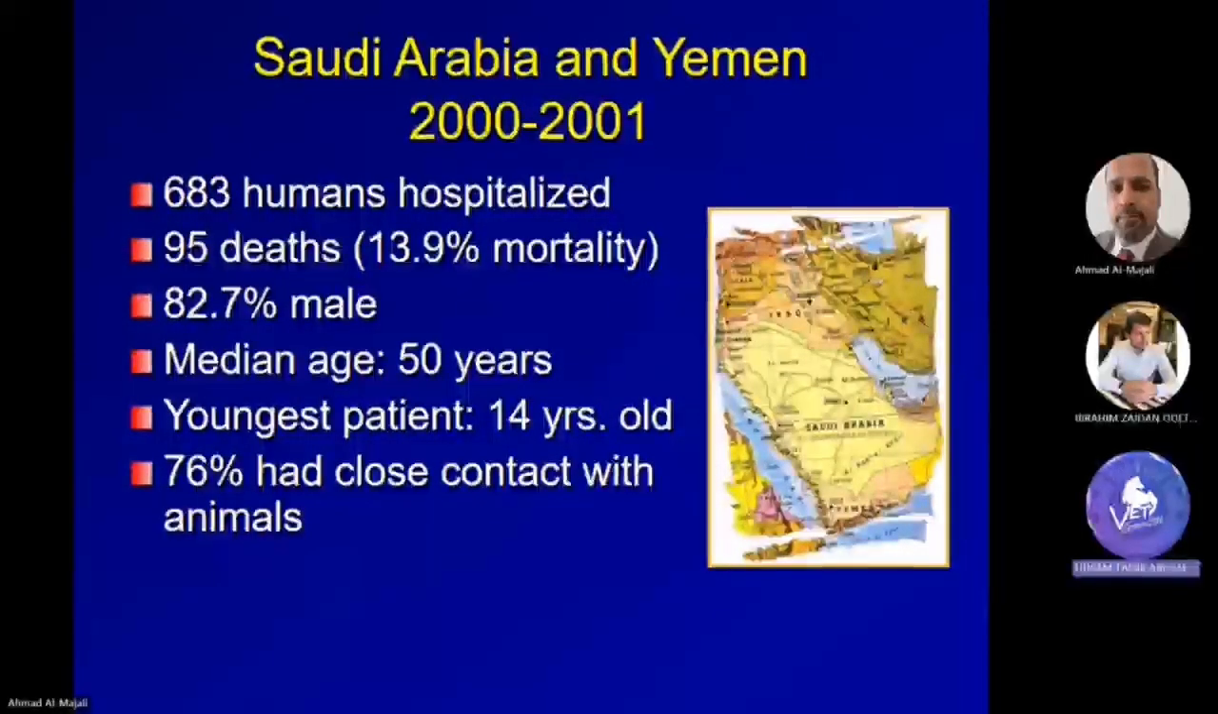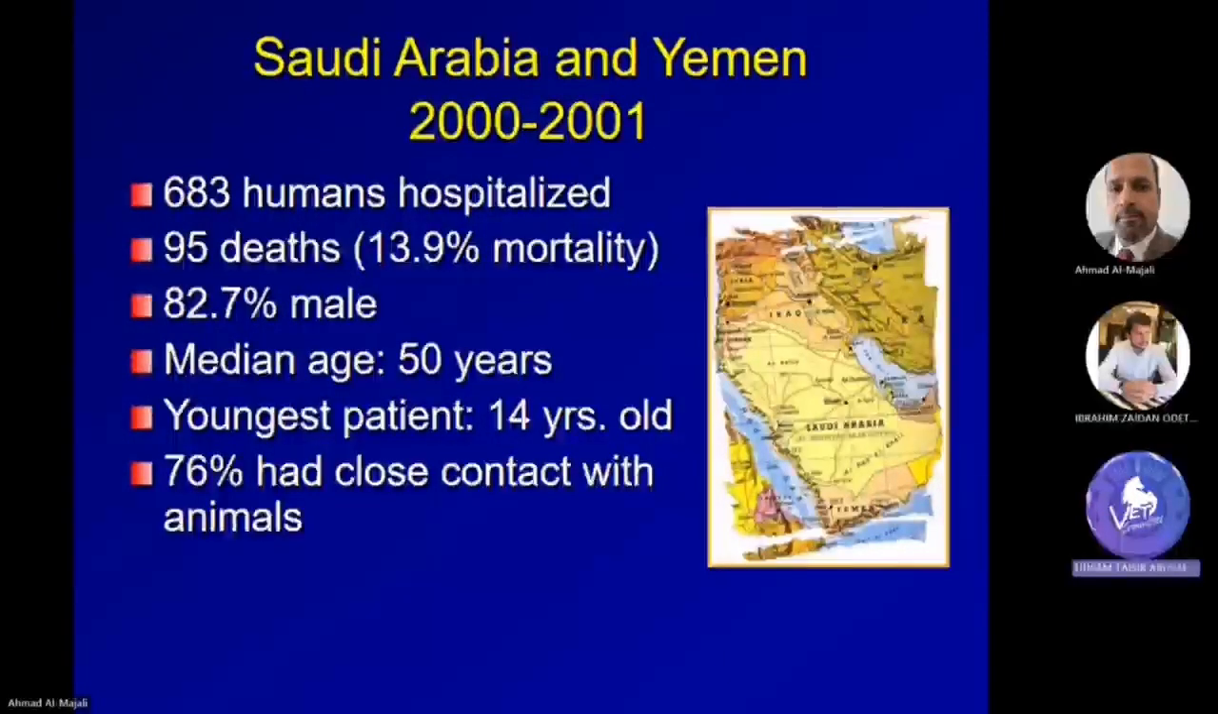About 95 deaths, and I quote here, they wrote in the article that they published 13.9% mortality. This is wrong, because mortality is usually expressed relative to the population. This is actually case fatality, hospitalized case fatality. Out of the 683 people who entered the hospital, 95 died. So one in seven of the people that entered the hospital died.